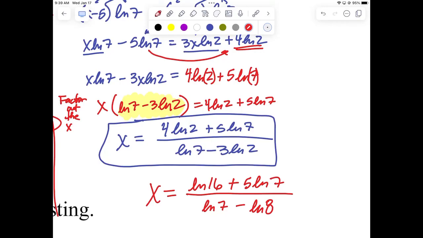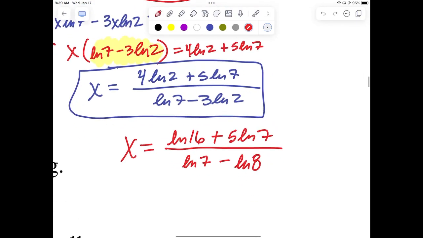Divide out the ln of 7, so we just have ln of 16 plus 7. Do these divide out? Is that what you're asking? No, because we can only divide out common what? Factors. And those ln of 7s are what? They're terms. So we can't divide them out.